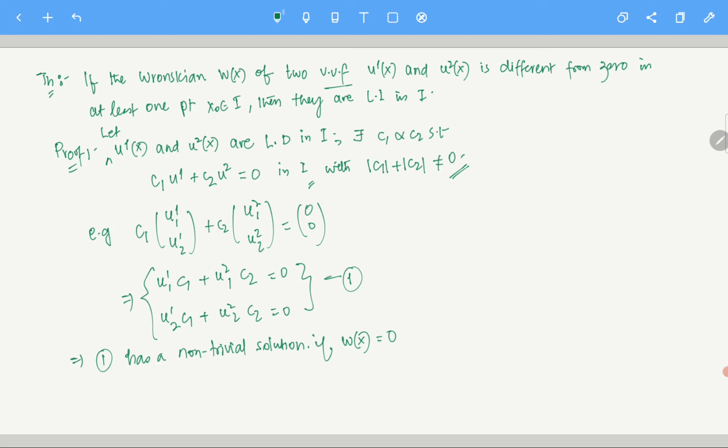Now this relation, so I'm not talking about C1, C2 non-zero right now, okay? What happens is this relation will imply that, if you just break it up, it will give you two linear homogeneous equations. Now this linear system will always have a non-trivial solution if the Wronskian of x is 0 for all x in I. I hope that is fine.